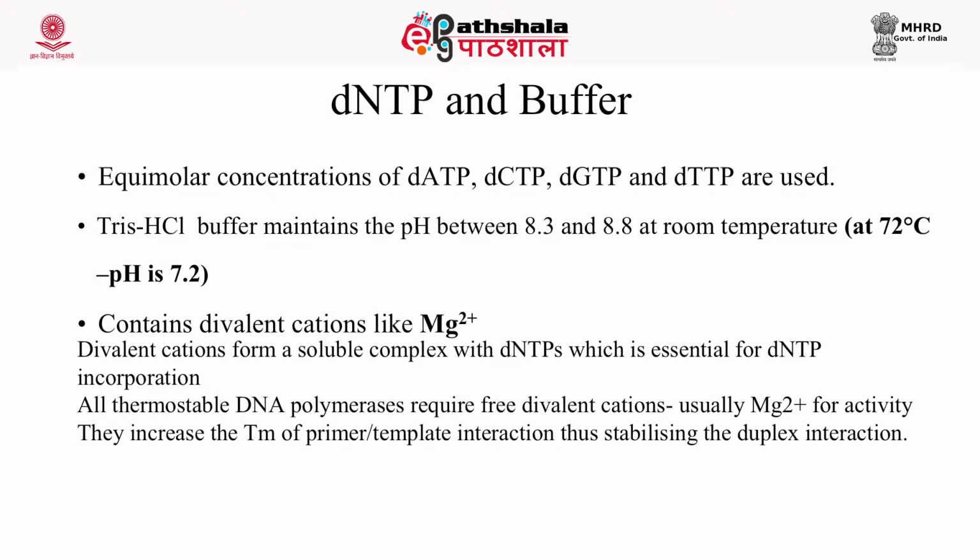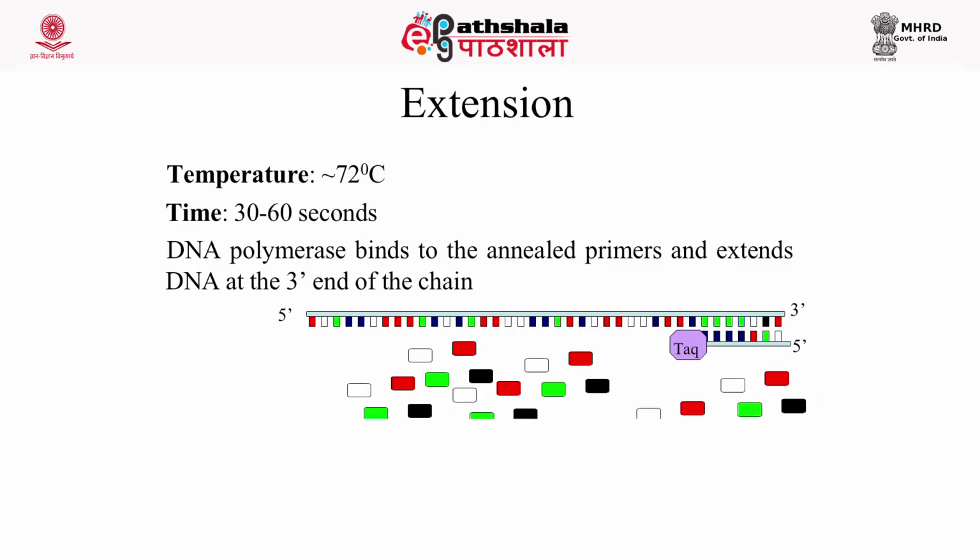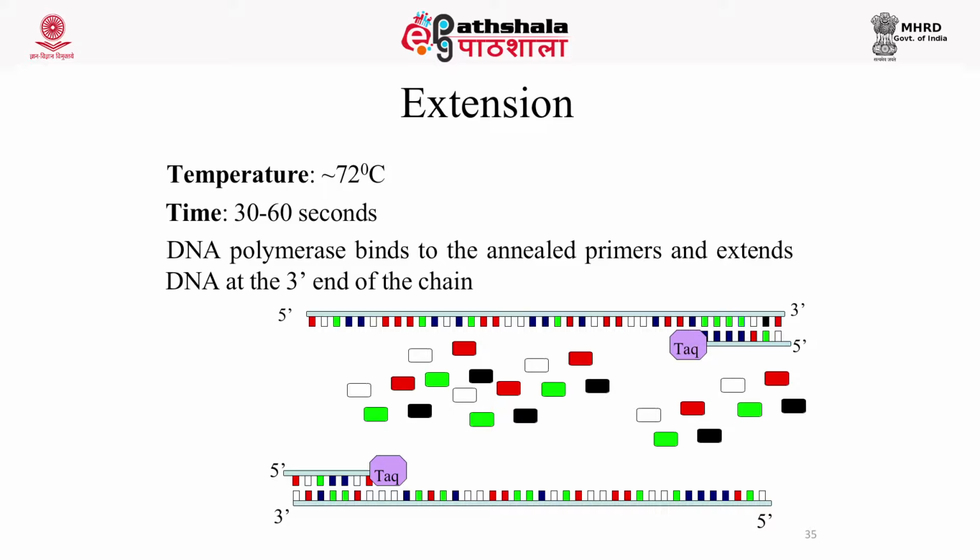Also, this reaction mixture contains the very important divalent cation, that is magnesium. This divalent cation is essential because it is an important cofactor of the DNA polymerase. Also, magnesium helps in the incorporation of the nucleotides in the growing end of the DNA. It also increases the Tm of the primer and template hybrid so that these do not separate during the extension step. The extension step, as we have discussed, occurs at a temperature of about 72 degrees centigrade.